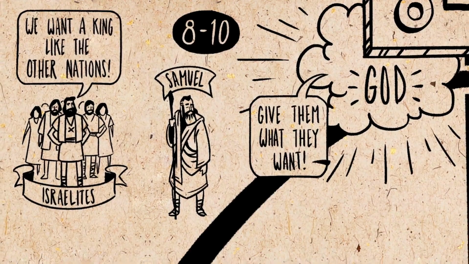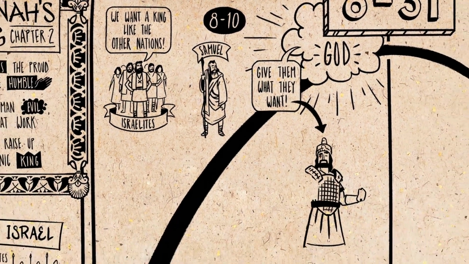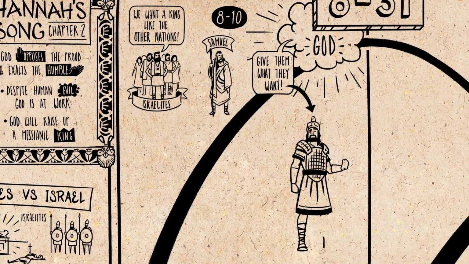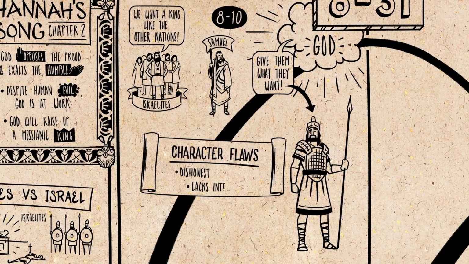And so we're introduced to the figure of Saul. Now, Saul is a tragic figure because he begins full of promise. He's tall, he's good looking, he's a perfect candidate for a king, but he has deep character flaws. He's dishonest, he lacks integrity, and he seems incapable of acknowledging his own mistakes. And so these flaws become his downfall.